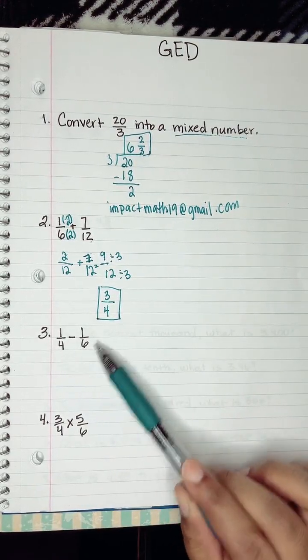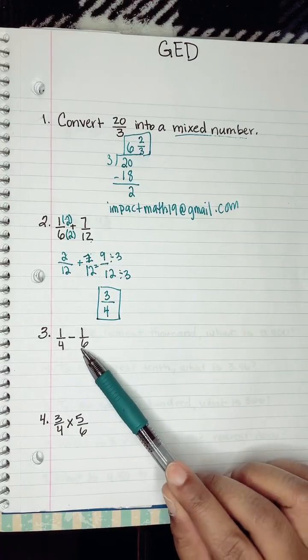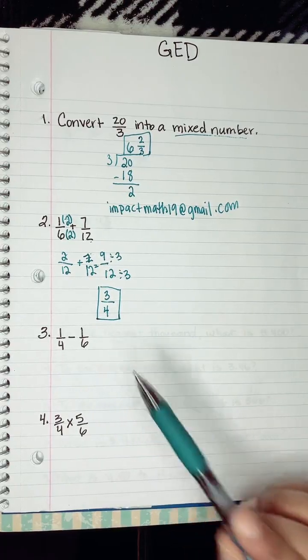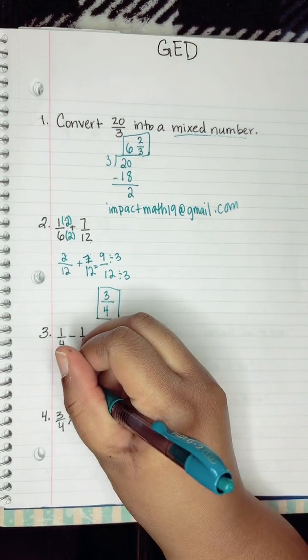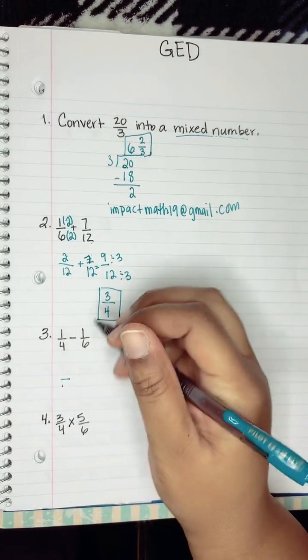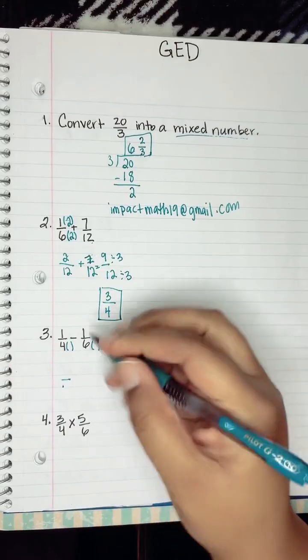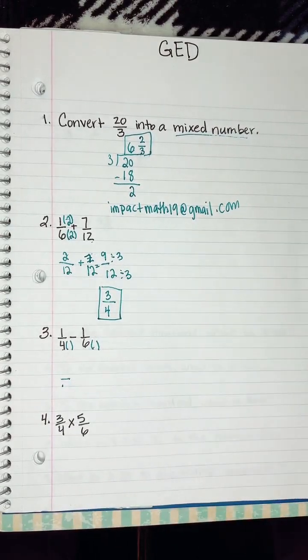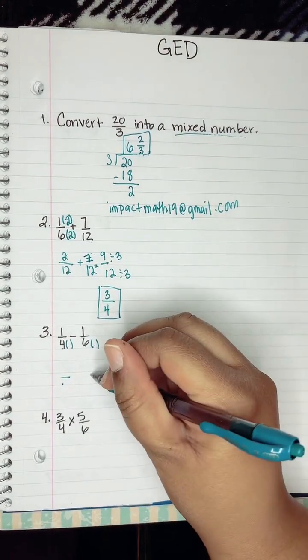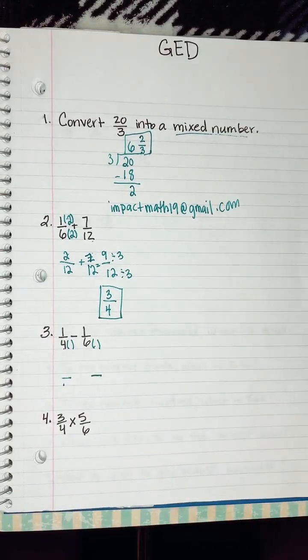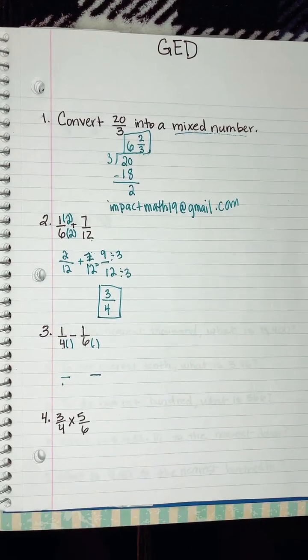All right, let's talk about number 3. We want to subtract fractions. Remember, we have to have the same denominator. So this is usually where people struggle. So what number can 4 and 6 both go into? What's our LCD, our least common denominator? Can you guys tell me?